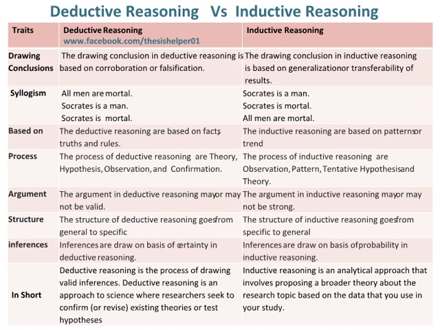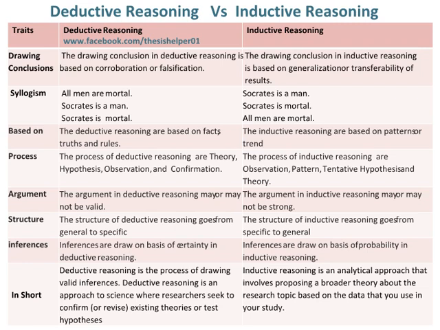The structure of deductive reasoning goes from general to specific, whereas the structure of inductive reasoning goes from specific to general. Inferences are drawn on the basis of certainty in deductive reasoning, whereas inferences are drawn on the basis of probability in inductive reasoning. In short, deductive reasoning is the process of drawing valid inferences.